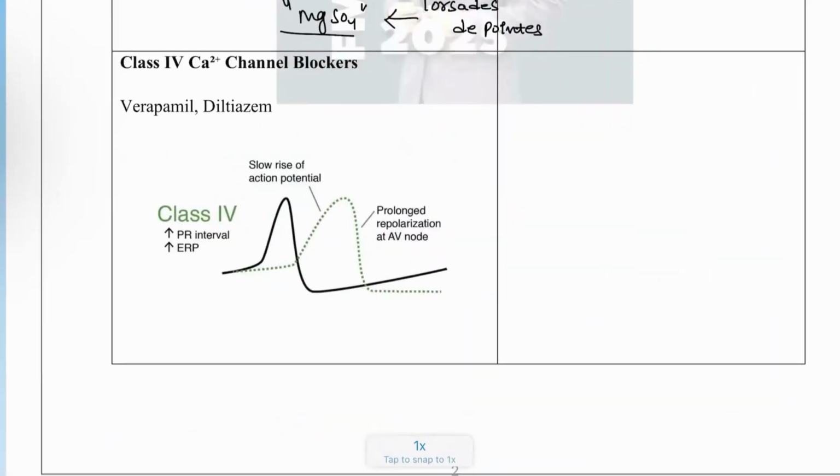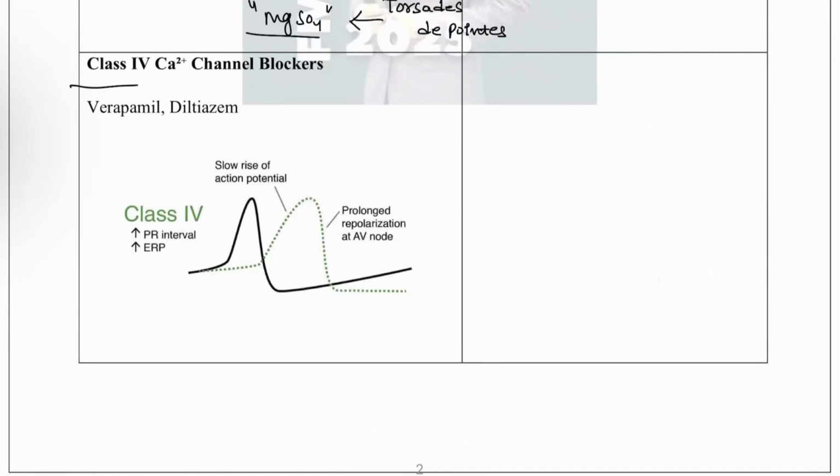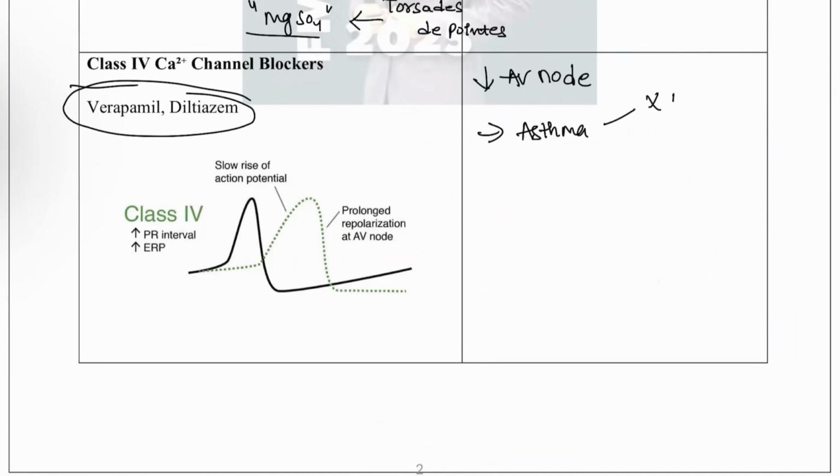And last, the classification is calcium channel blockers. We have the drugs verapamil and diltiazem. It is going to decrease conduction through the AV node or completely block the AV node. Why do we prefer this drug? Because in patients having asthma, we don't give adenosine and we don't give beta blockers. These two drugs are not given.